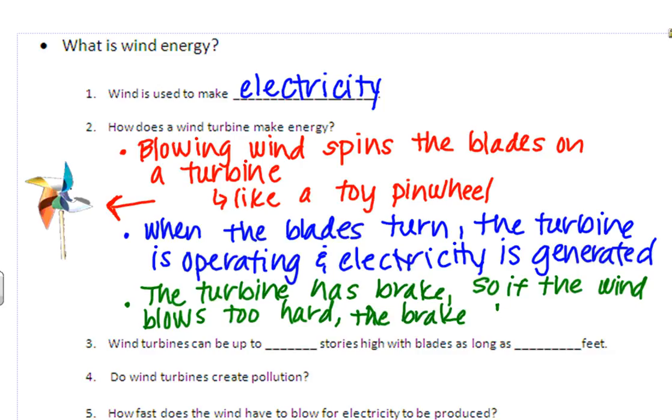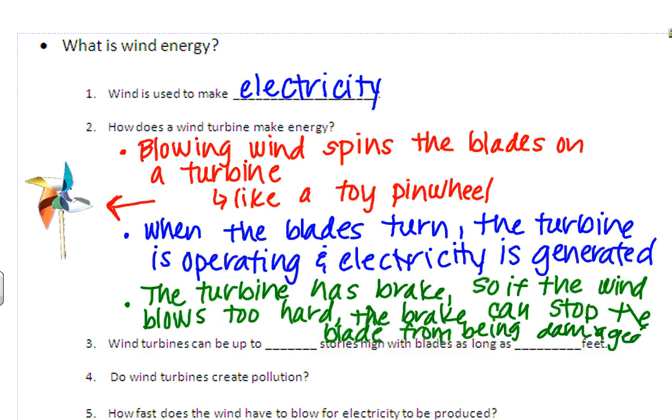So the brake can stop the blades from being damaged. Okay, so the turbine has a brake. If the wind blows too hard, the brake can stop the blade from being damaged.